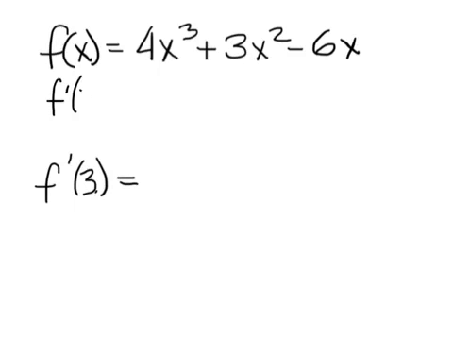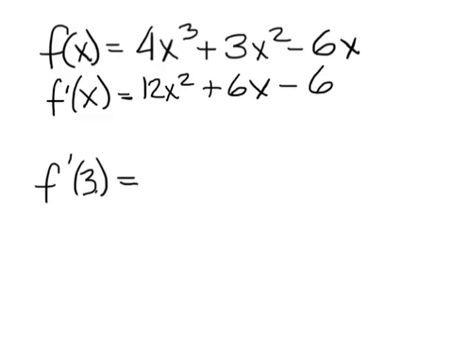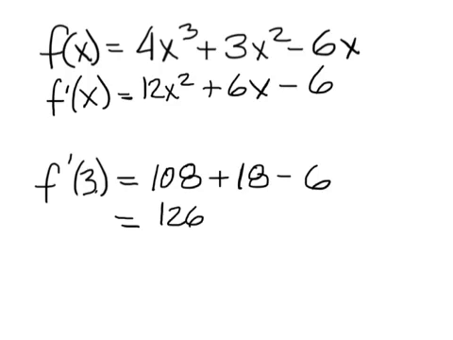Find the derivative first, and you'll end up with 12x squared plus 6x, and then when you bring the 1 down you have a 6, but the exponent becomes 0, so it just stays 6. And if you evaluate for 3, you'll have 9 times 12, which was 108, plus 18, and then minus 6. So 108 plus 18 is 126, minus 6 should be 120.